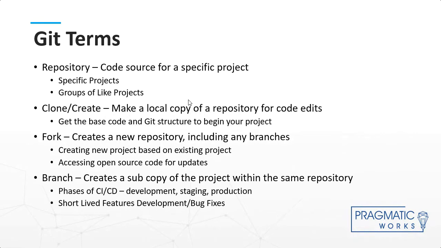So you would do phases of your CI/CD process. So you could do development, staging, production, those standard things, different versions of your software or of your project that you're doing. Or if you're doing a short-lived branch where you're developing a new feature or doing a bug fix or something like that. And we'll go through the examples of setting some of those up.